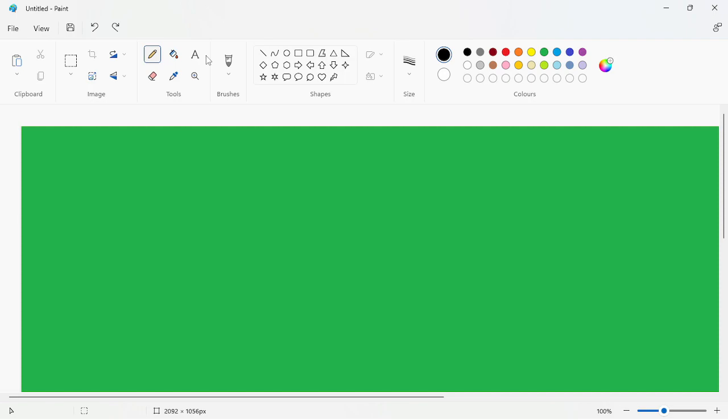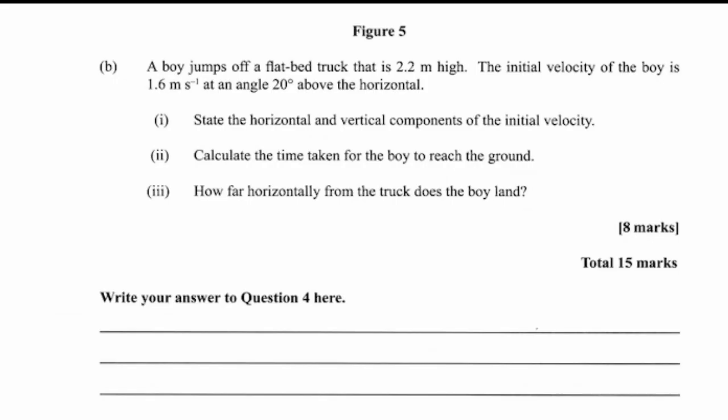In this video, we will be attempting some projectile motion past paper questions for CAPE Physics Unit 1, Paper 2. So let's get right into it. The question we will be attempting in this video will be taken from the 2010 Paper 2. It will be question number 4, Part B.